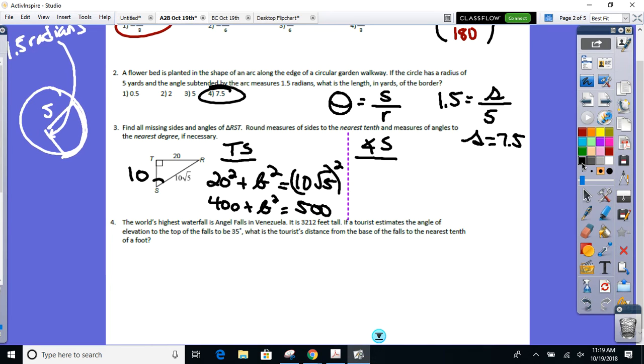Okay, if I'm going to use SOHCAHTOA, pick two sides. I can't use all three sides, so let's just pick two as a class. Can we pick 10 and 20 so I don't have to deal with the radical? All right, what is the 20 then? If I'm finding angle S, is that 20 opposite, adjacent, or hypotenuse? Opposite. And what would the 10 be?